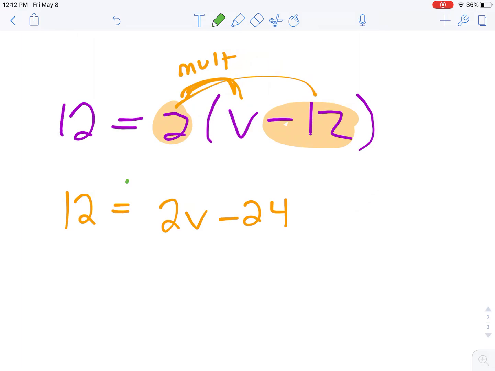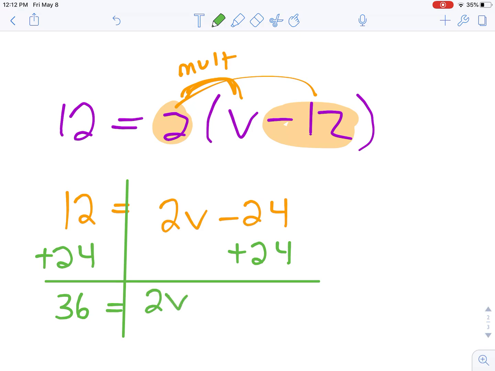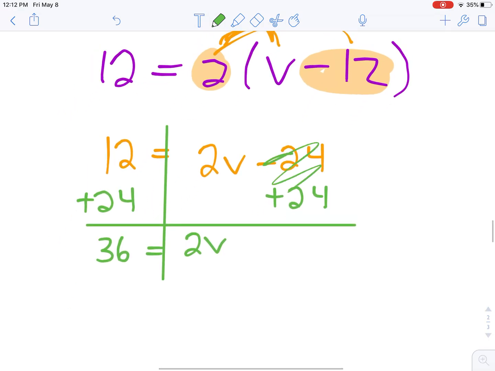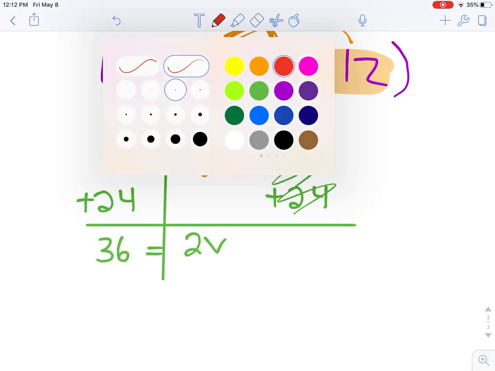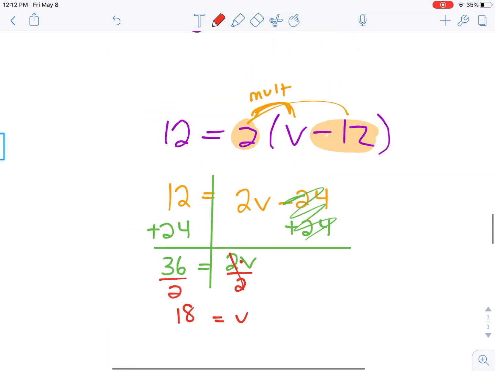To finish getting our v by itself, we are going to add 24. And that is 36 equals 2v. The 24's cancel. And from here, we're going to undo that multiplication with division. Divide both sides by 2, and v equals 18.